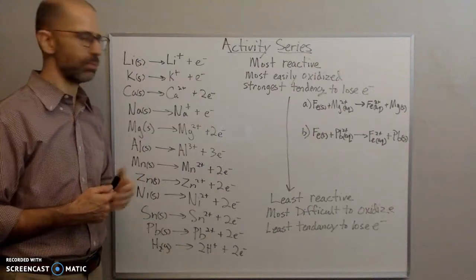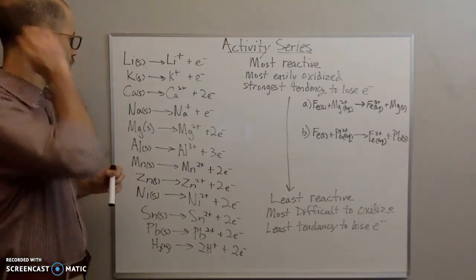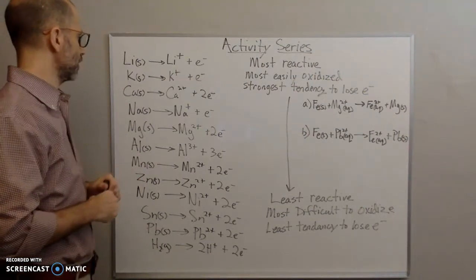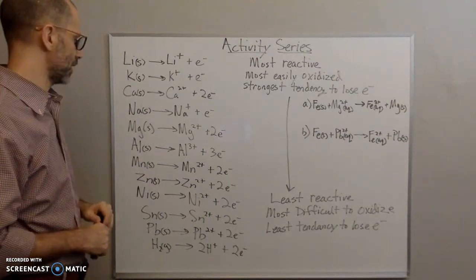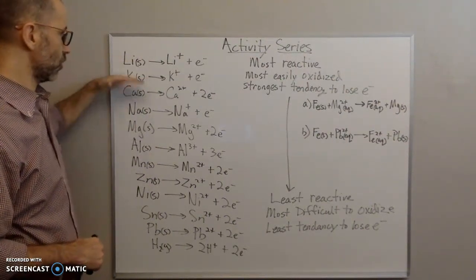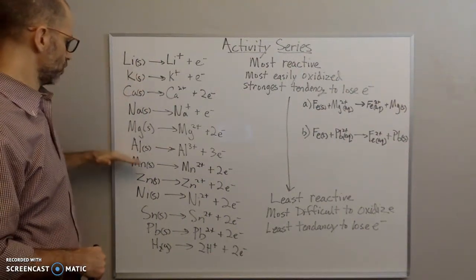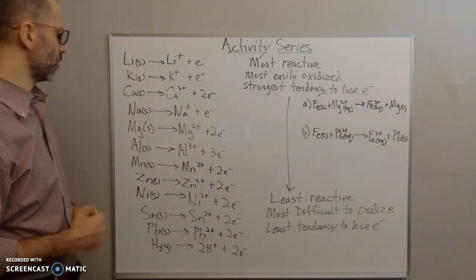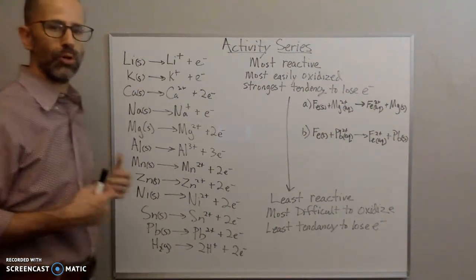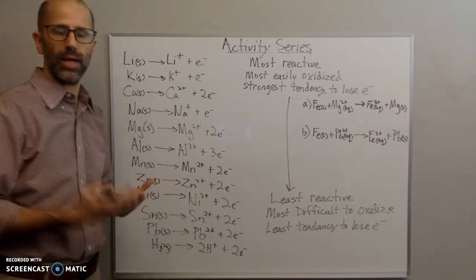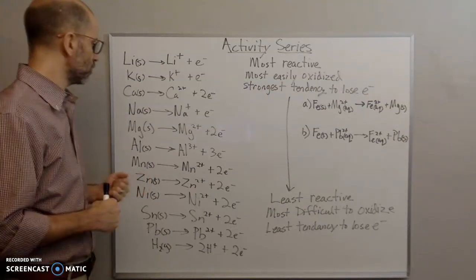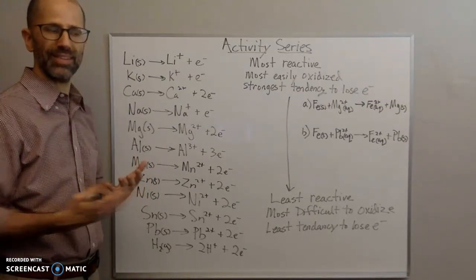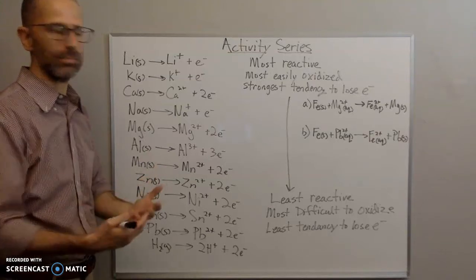So how do you know if something is going to be spontaneously reacting with something else, right? So what you want to look at is how high or low they are on the activity series with respect to one another, right? So if you want something to give away electrons, then you've got to pair it with something that doesn't want to lose its electrons as much.